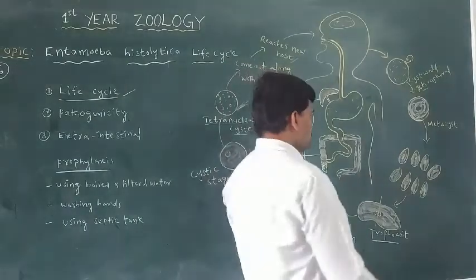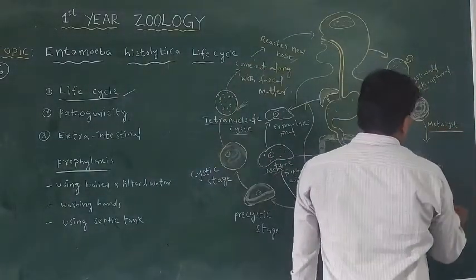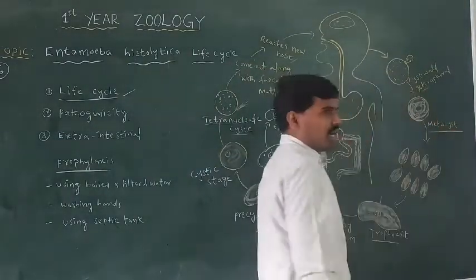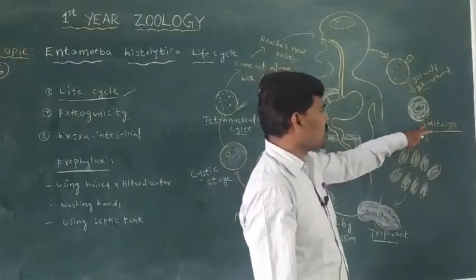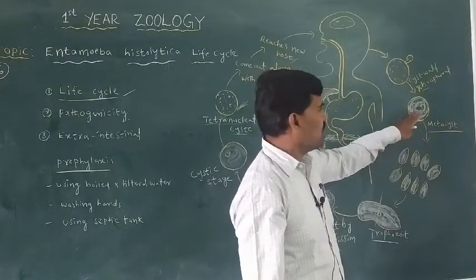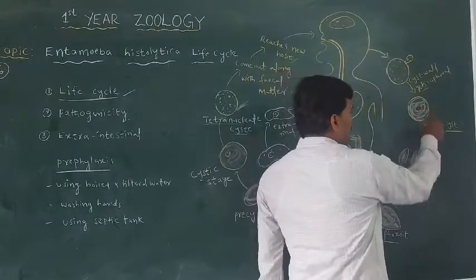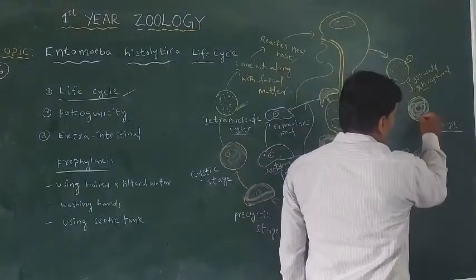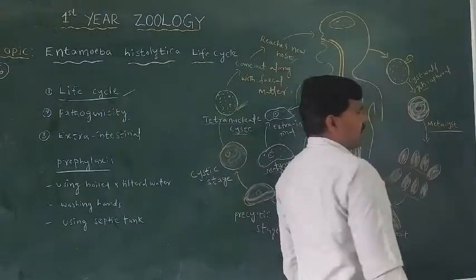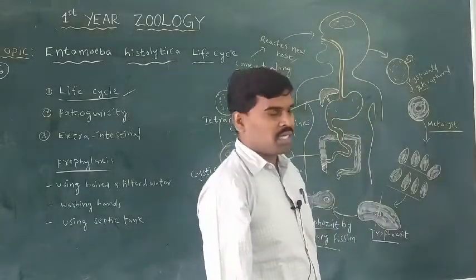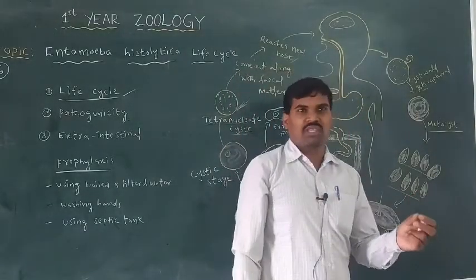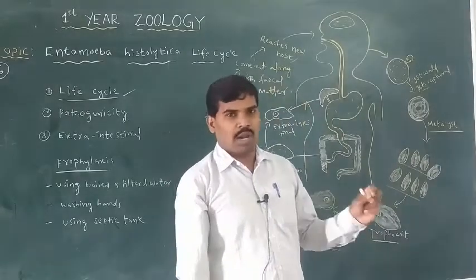In the large intestines, the metacyst undergoes one mitotic division. So metacyst, how many nuclei? 4 nuclei. After one mitotic division, 4 plus 4, how many nuclei? 8 nuclei. So 8 nuclei, and each nucleus gets some bit of cytoplasm.